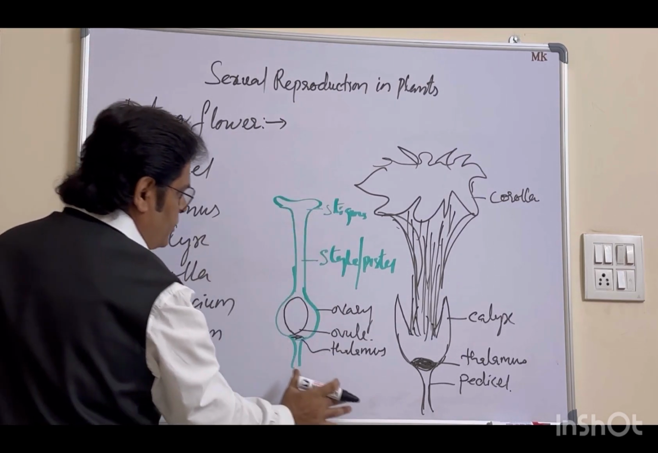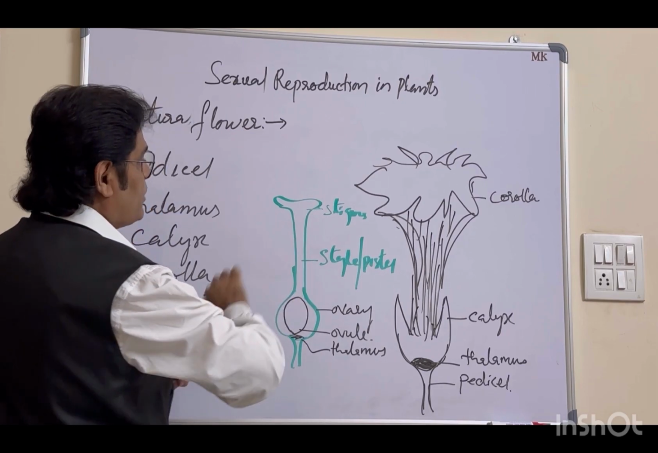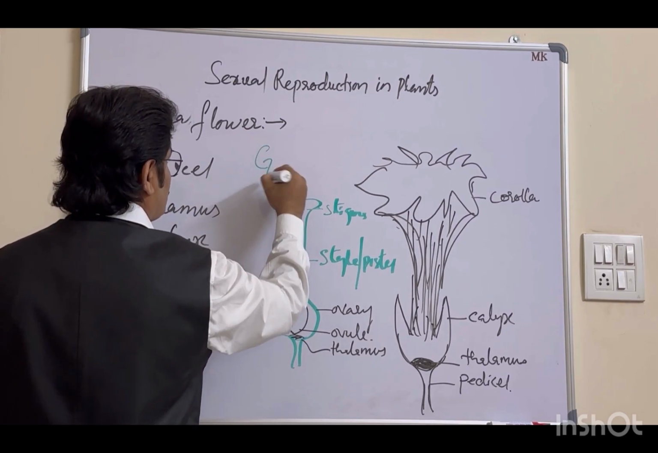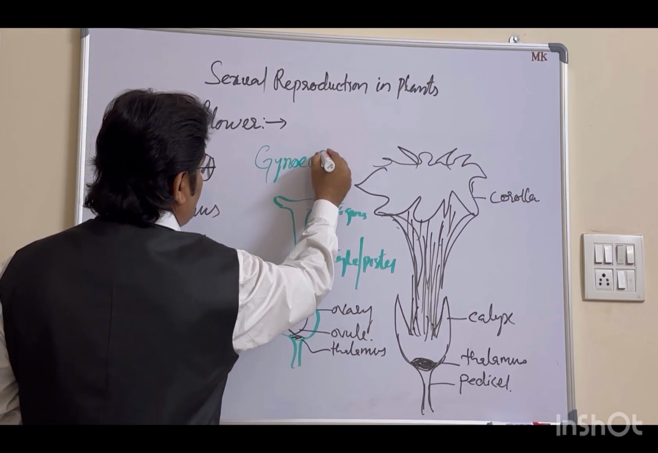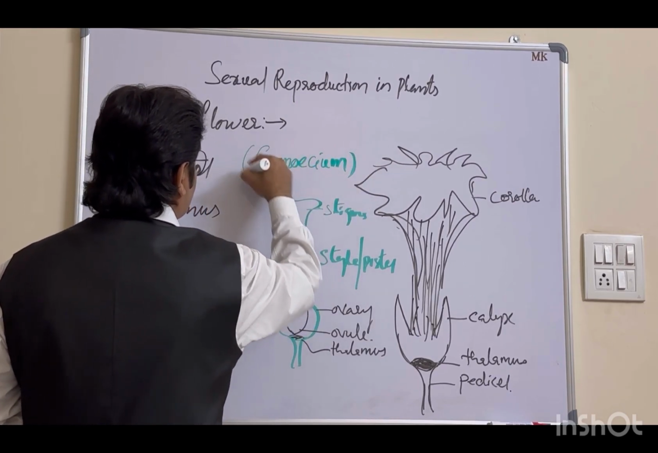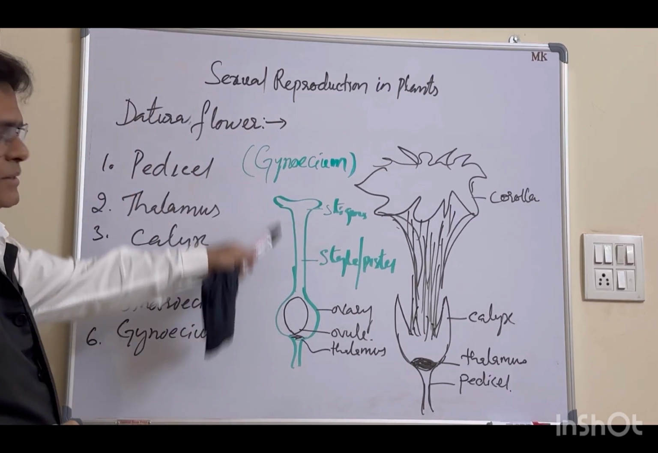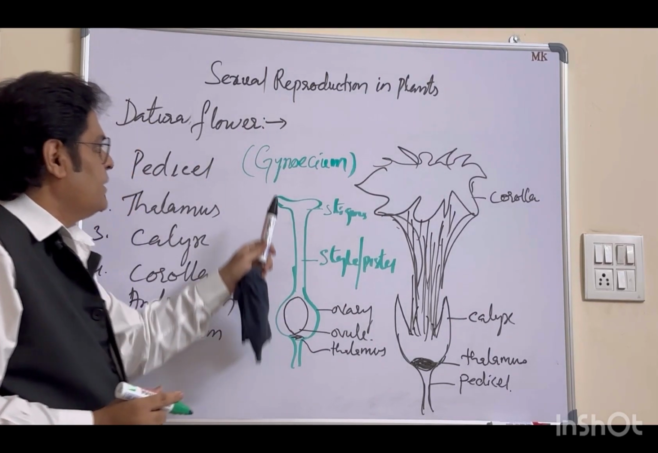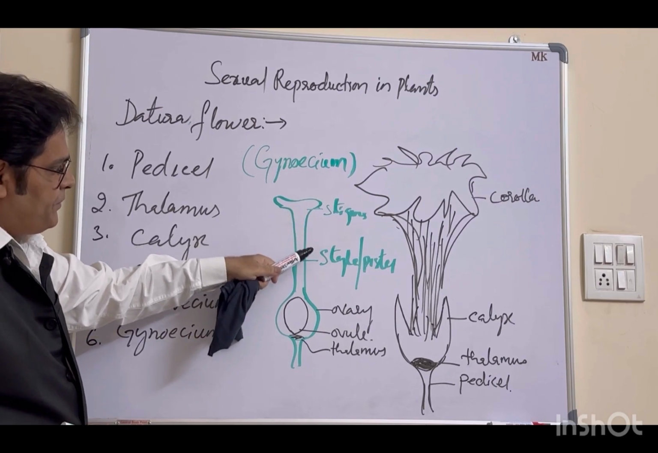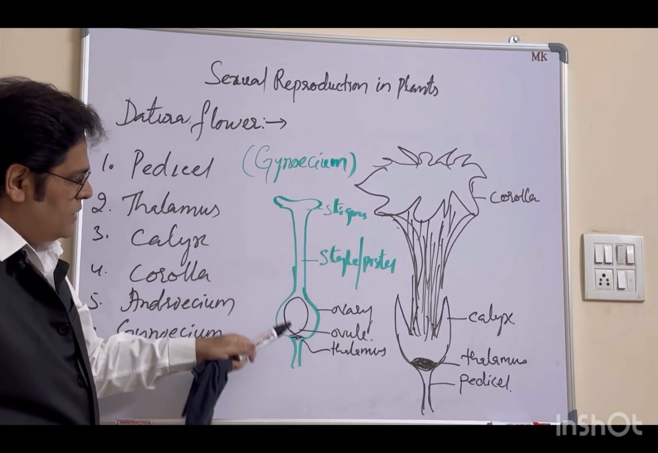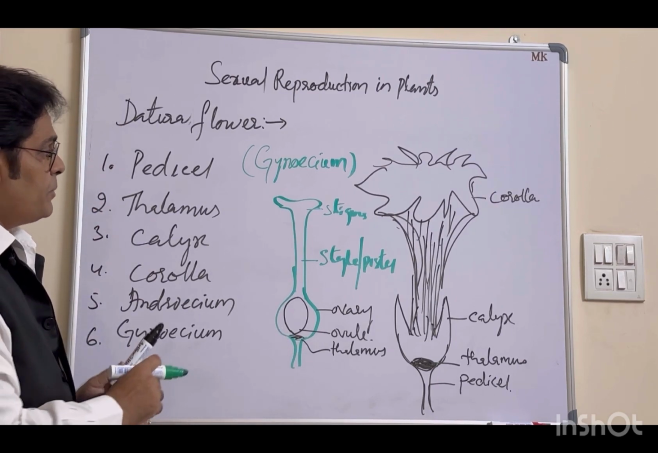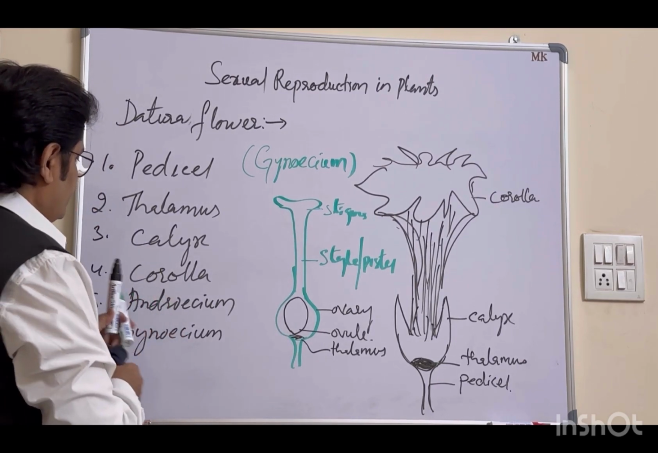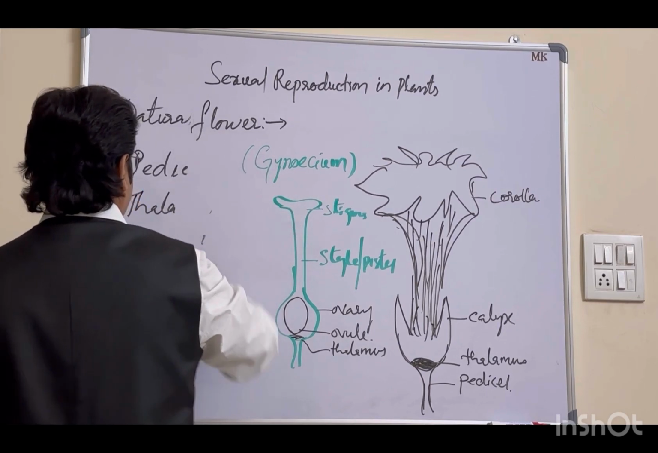Together, all the female parts are called the gynoecium. What is called here? Gynoecium. Clear? All the female parts are called the gynoecium. What are the parts here? Stigma, style or pistil, ovary, ovule and thalamus. Clear? Now the male parts.